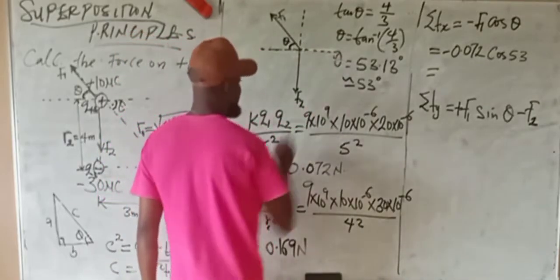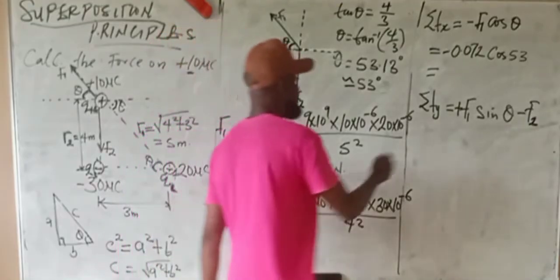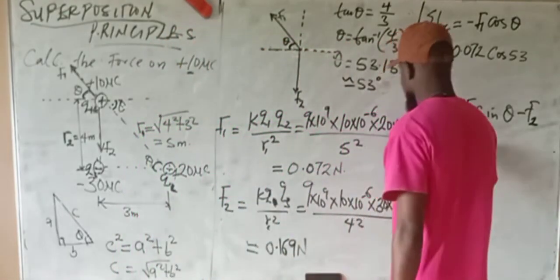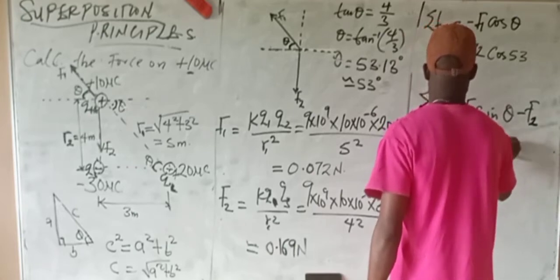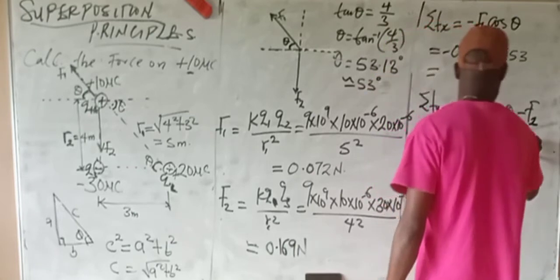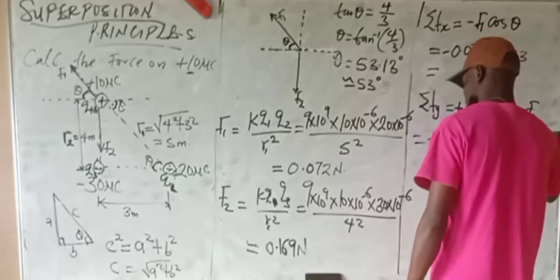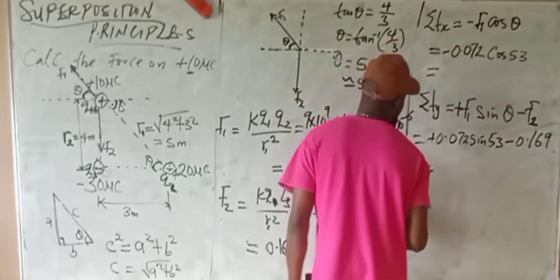It's very, very important. So the next thing, let's bring out the values. We have plus 0.072 sine 53 minus 0.169. This will also give us the answer.